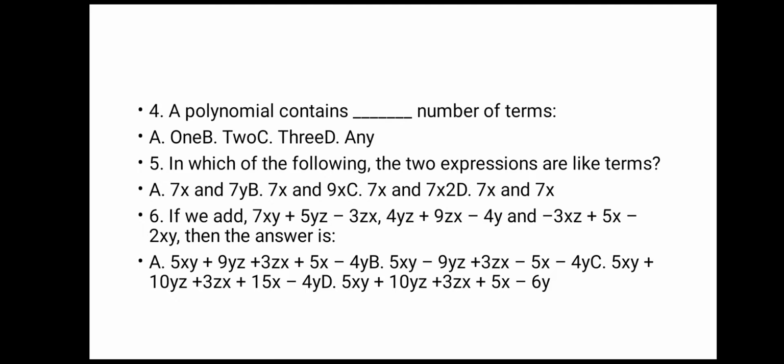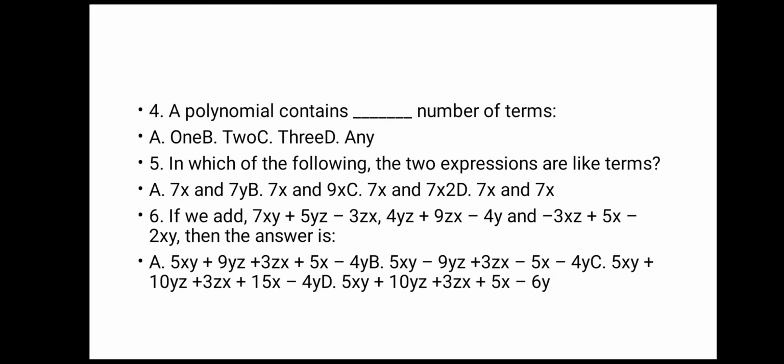A polynomial contains blank number of terms: 1, 2, 3 or any. Your time starts now. You will have 5 seconds. 5, 4, 3, 2, time up. Yes, what's the correct answer? The correct answer is any, because they have said polynomial, so it can be monomial also, binomial also, trinomial also.